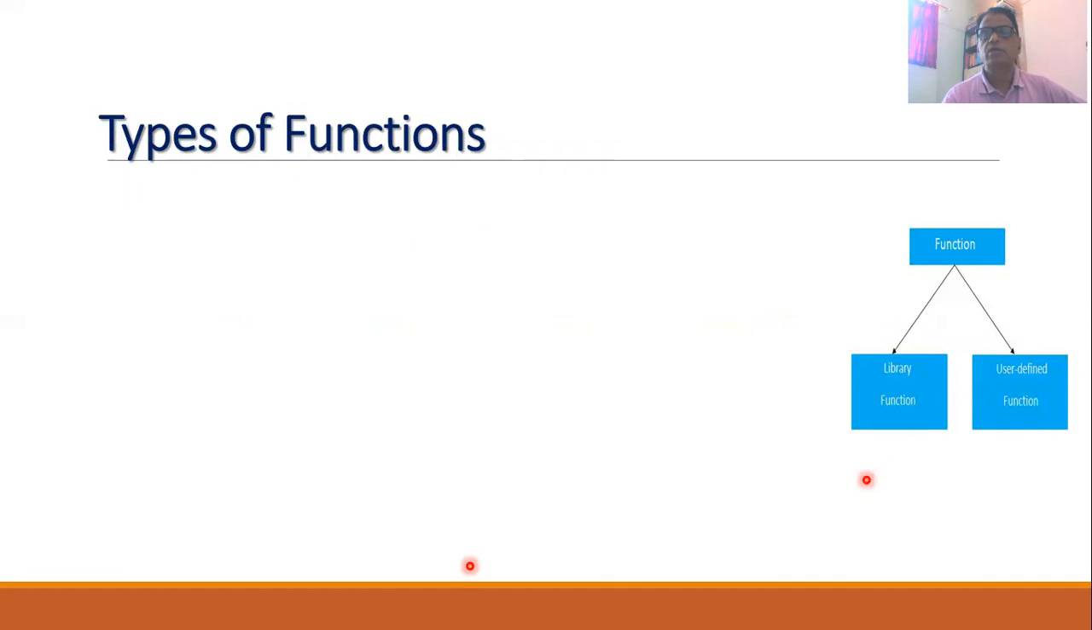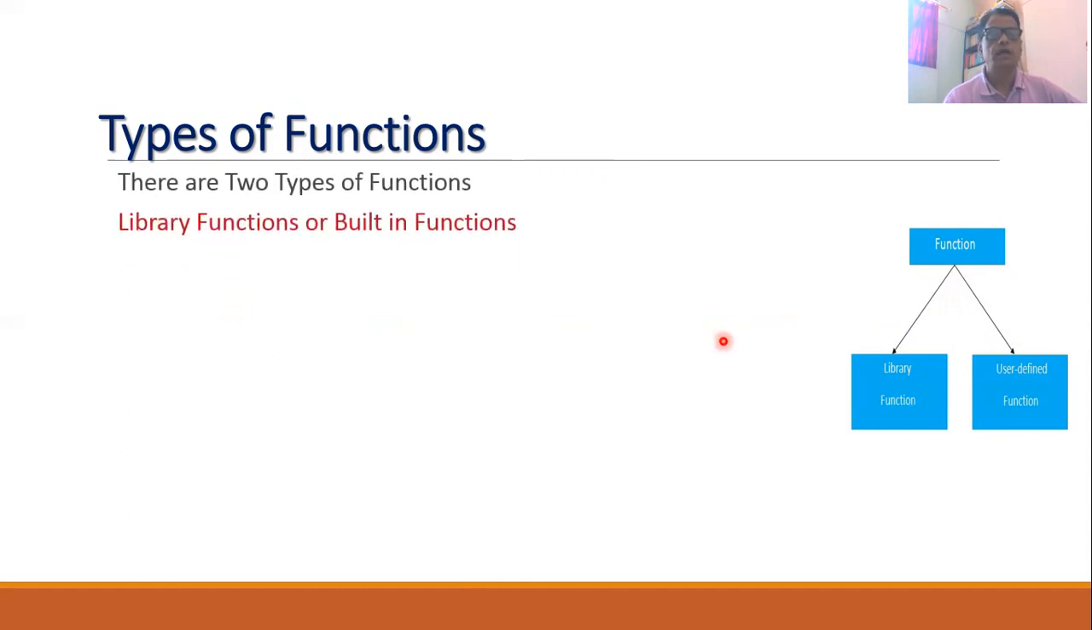You will find that C functions can be divided into two types. The first type is called library functions or built-in functions. These are the functions for which the code is readily available with the compiler, and they are available in the library files of the C compiler.